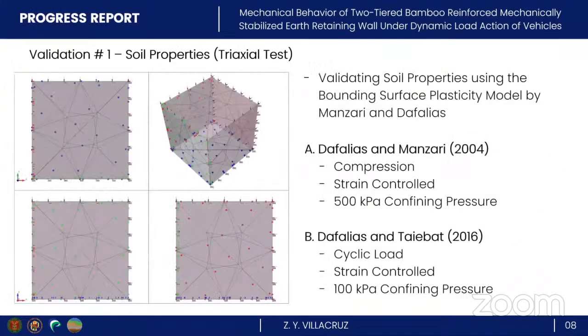The first of my validation models is a simulation of a triaxial test undergoing strain-driven compaction loading. The design of the model is based on a verification study on a true triaxial test provided by Rock Science. I then adjusted the soil properties, constitutive model, and loading to those specified by Manzari and Dafalias for compression load, and later on, Dafalias and Taiebat for cyclic loading.